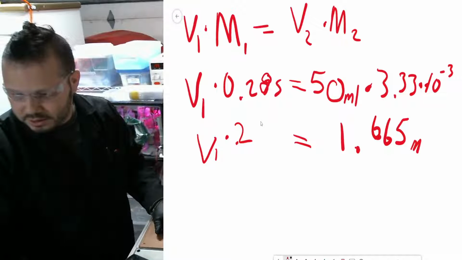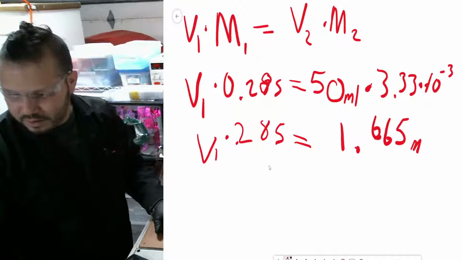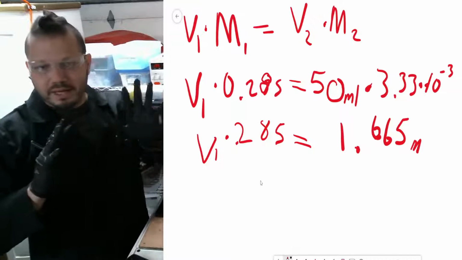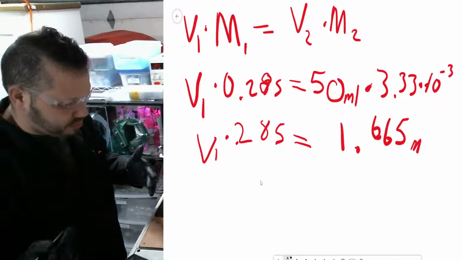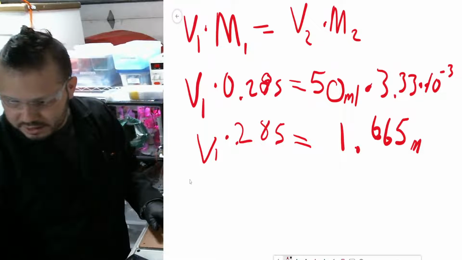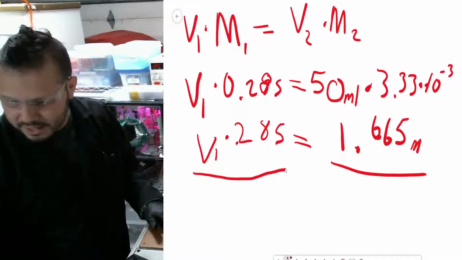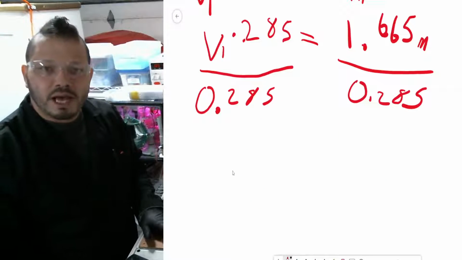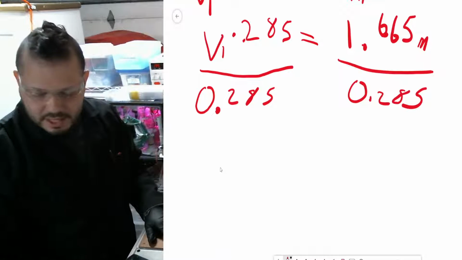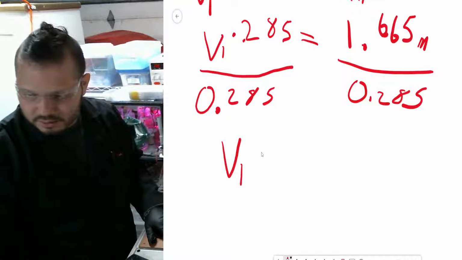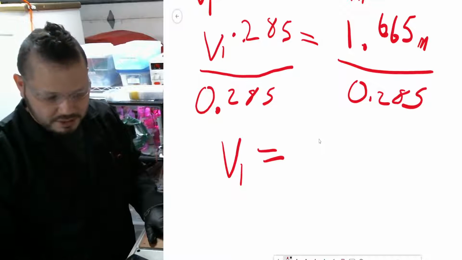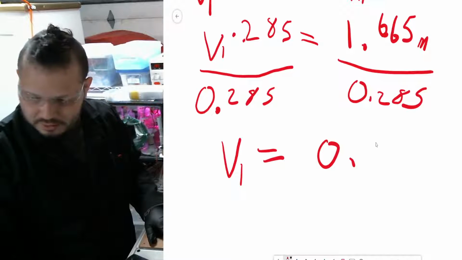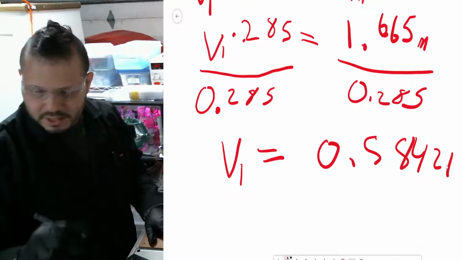Now, on this side, we'll just move this down. So V1 times 0.285. And now we want to get V1 by itself. This is pretty much just regular old algebra, and to do that, we divide both sides by 0.285. So now on the left side we have V1 equals, and when you calculate this out, it comes out to 0.58421, and then it continues on.